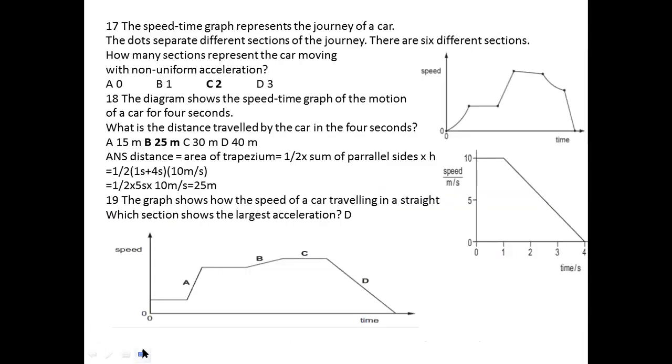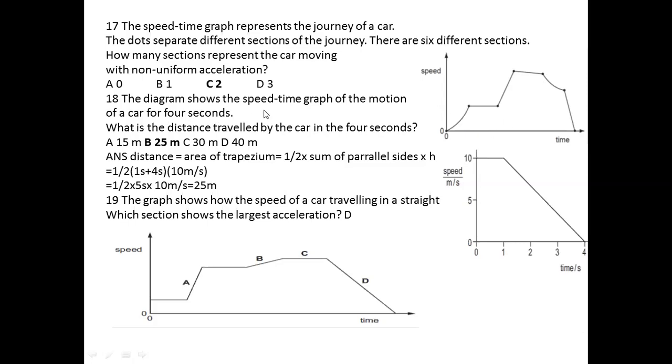Okay, the next question is, the speed time graph represents the journey of the car. How many sections represent the car moving with non-uniform acceleration? So this is a speed time graph. Non-uniform acceleration means curves. So we have a curve over here, we have a curve over here. So two regions are showing non-uniform acceleration.